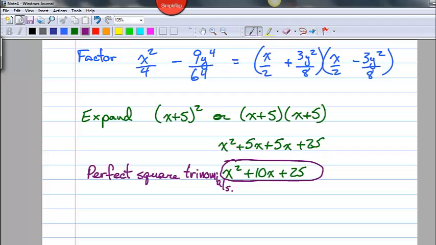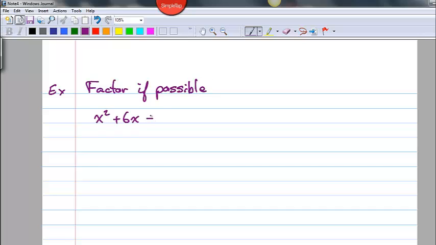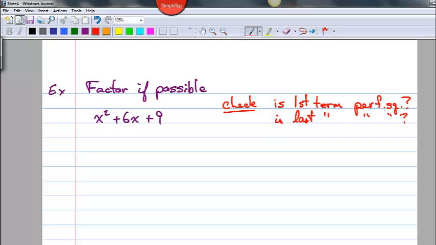When the first term is a perfect square, the last term is a perfect square, and the middle term is 2 times the product of their square roots, the first and the last. We'll show you that in this next example. You're being asked to factor, if possible, something like x squared plus 6x plus 9. In order for it to be a perfect square trinomial, the first term has to be a perfect square, which it is. x times x is x squared. The last term is also a perfect square. 3 times 3 makes 9.